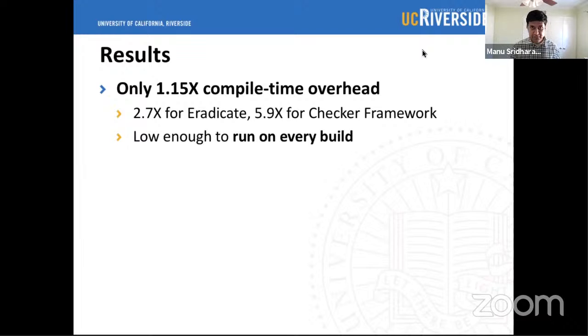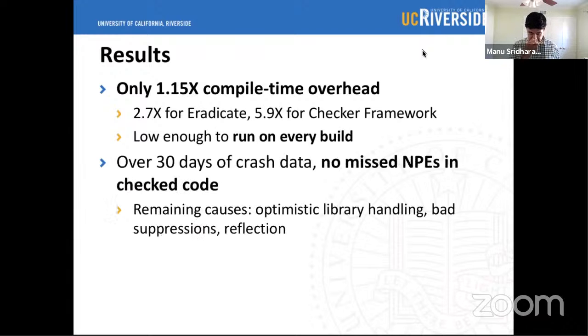So then there's a question of how are we affected by these unsound assumptions? And what we did was we looked at 30 days of crash data across all of Uber's Android apps and looked at all the null pointer exceptions and tried to figure out what was the root cause here? Why did NullAway not catch this? And what we found was that we had achieved our goal. In terms of the code that NullAway was fully checking, so excluding third-party libraries, none of our unsound assumptions actually led to any null pointer exceptions.